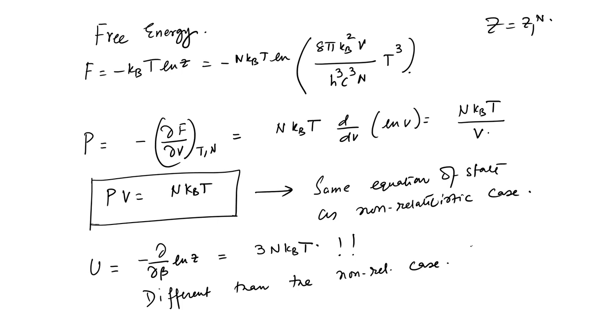Okay, because this was 3N by 2 kT with only one harmonic degree of freedom, which is p square over 2m. But here we have a relativistic dispersion, which is pc, and the internal energy is like what we get for the harmonic oscillator, where there are two harmonic degrees of freedom. Here, of course, there is no harmonic degree of freedom, but we get an internal energy which is twice that of the non-relativistic case.